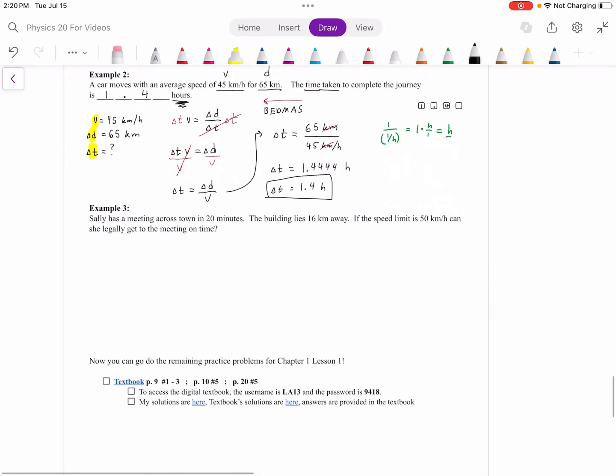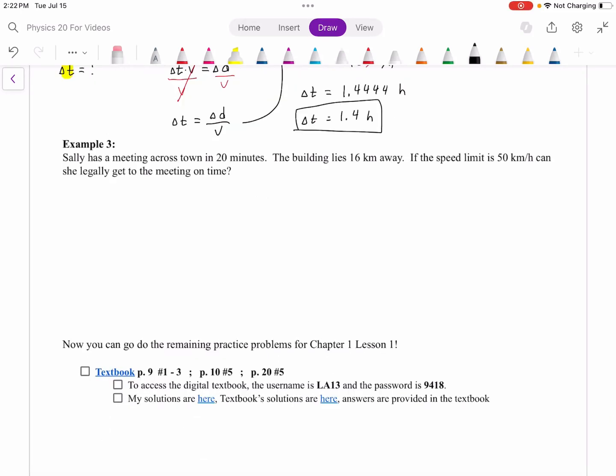Okay, last example here for lesson 1. Sally has a meeting across town in 20 minutes. The building lies 16 kilometers away. If the speed limit is 50 kilometers per hour, can she legally get to the meeting on time?